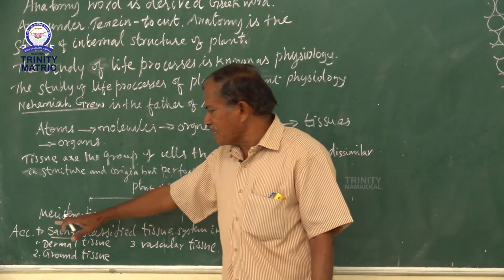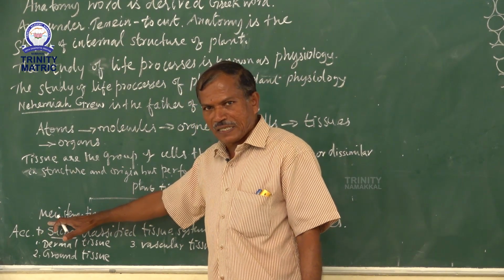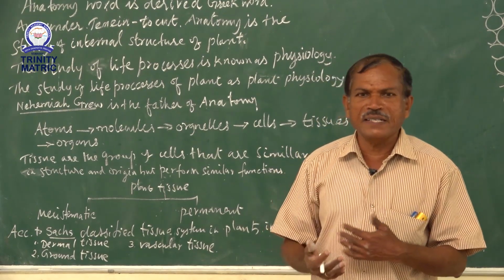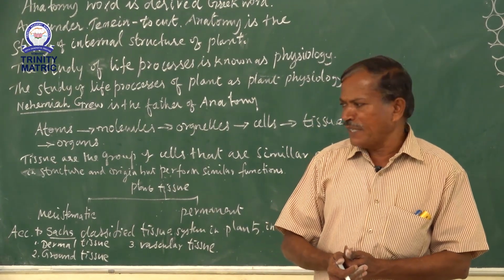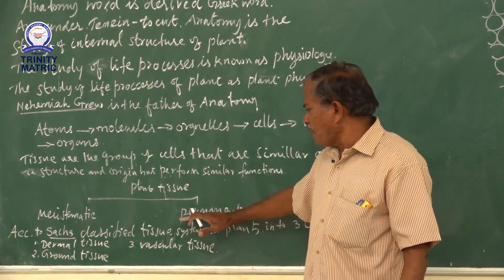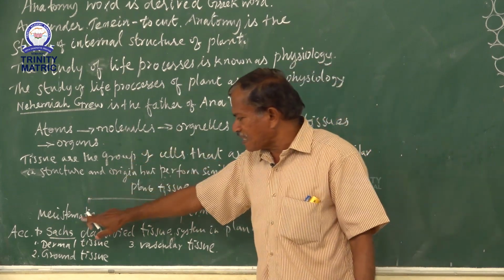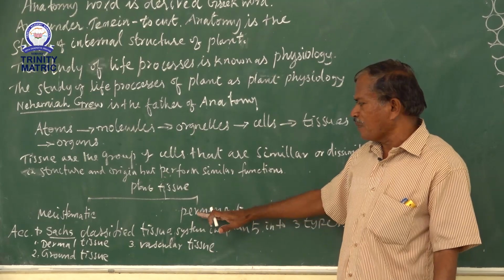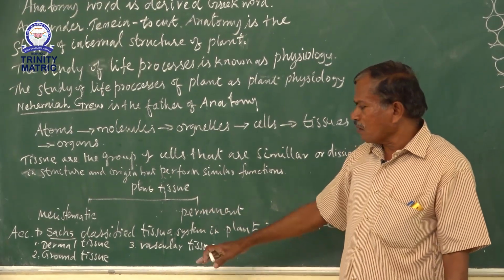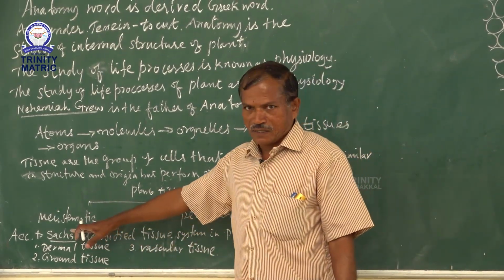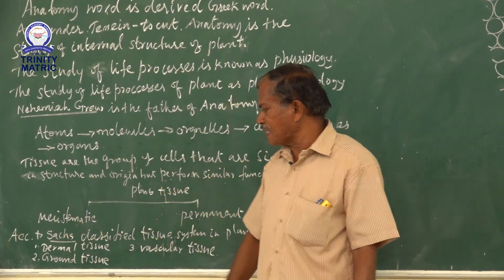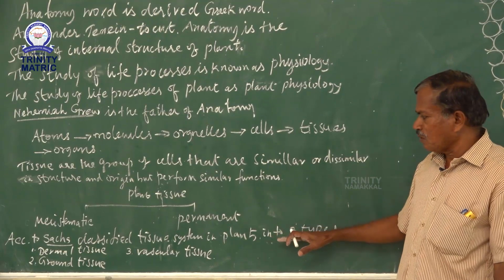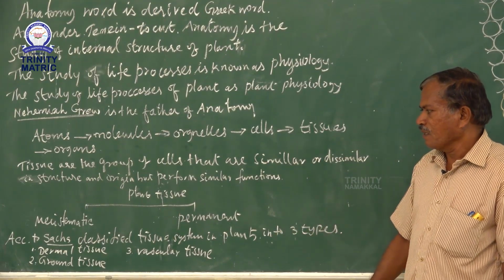The word meristem is derived from a Greek word. Meristos means cells that divide again and again. We have already studied this in the 9th standard. And permanent tissue means the meristematic cells have developed into the mature stage. They are called permanent tissue. According to Sachs, the scientist, tissue systems in plants are classified into three types.